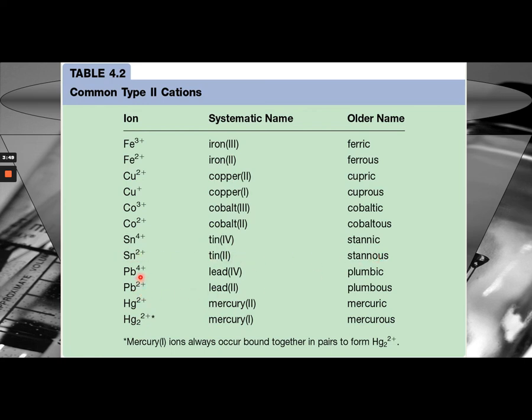And then we have lead 4, plumbic. Lead 2, plumbous, from plumbum. And then we have mercury 2, mercuric, and mercury 1, mercurous. Notice that the formulas for mercury 1 and mercury 2 are a little different. Again, it's because mercury is that really odd element that's a liquid at room temperature. So you just got to know the formulas for mercury 2 and mercury 1.